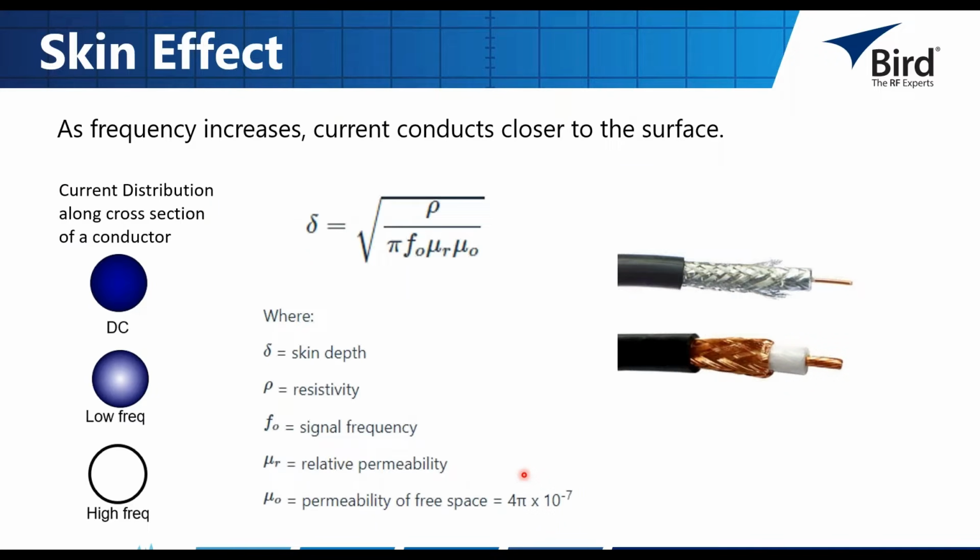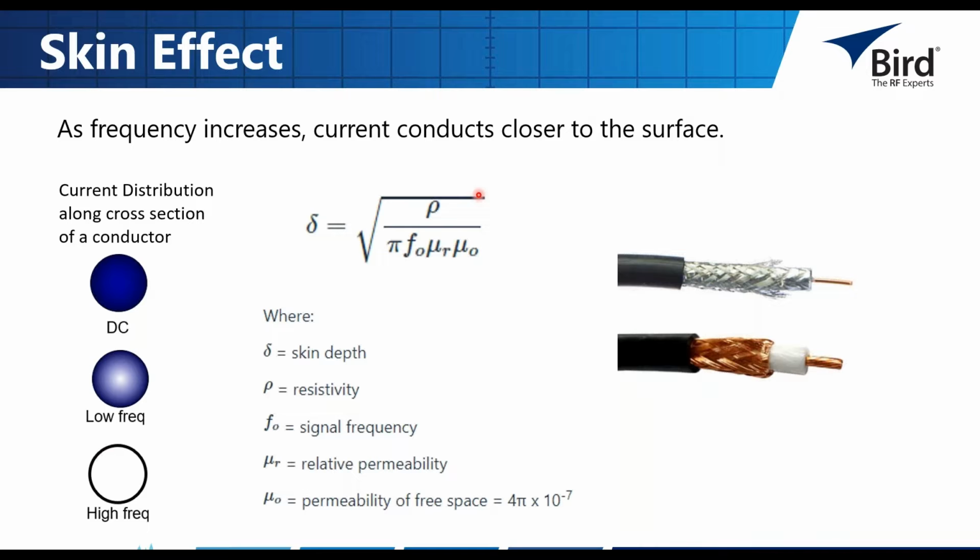So starting with skin effect, the idea here is as the frequency is increasing, the current is conducting closer and closer to the surface. And so here's an example to the left where at DC, so no frequency, you're going to have the current distribution spread out throughout the cross section. As we go to around 60 hertz, like it's coming out of the wall, you're going to see the current distribution move closer and closer to the surface, and by the time we're getting to our higher RF frequencies, it's going to be significantly existing close to the surface.